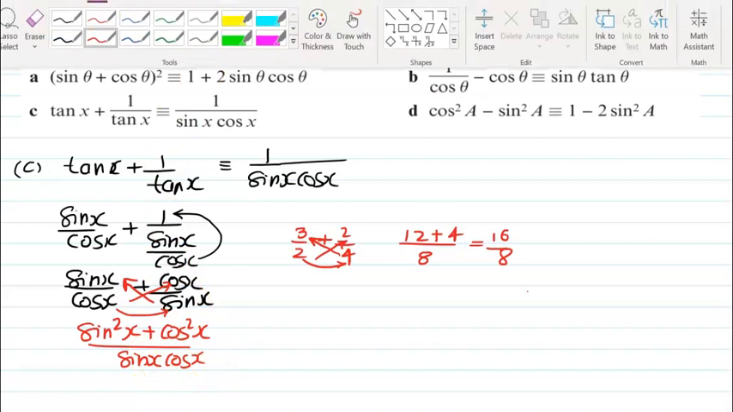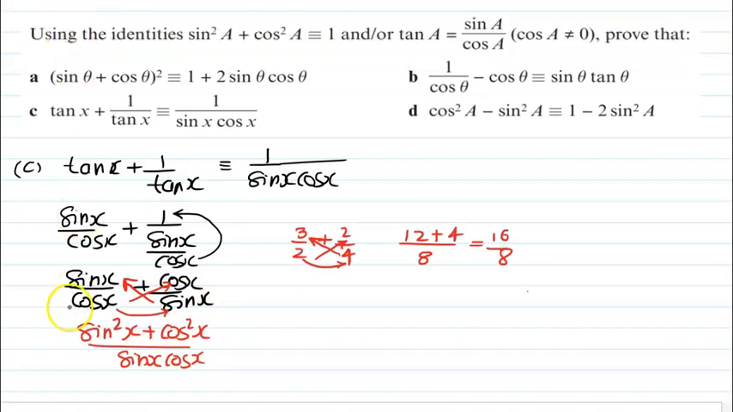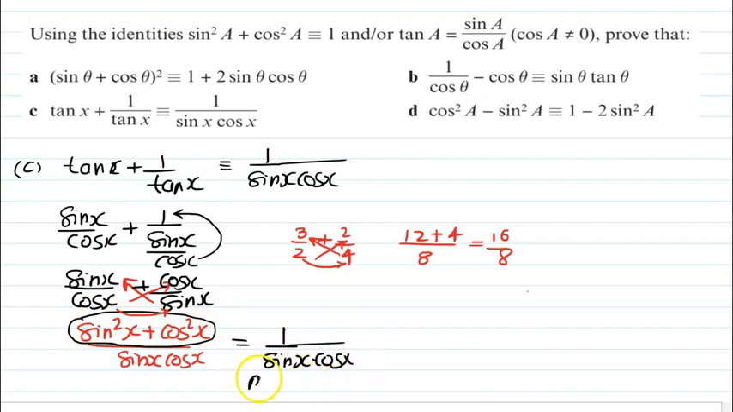Is that okay? Now this thing, sin square x plus cos square x, is 1. So it is 1 over sin x into cos x. This is your right hand side. Nice and easy. Is that okay?